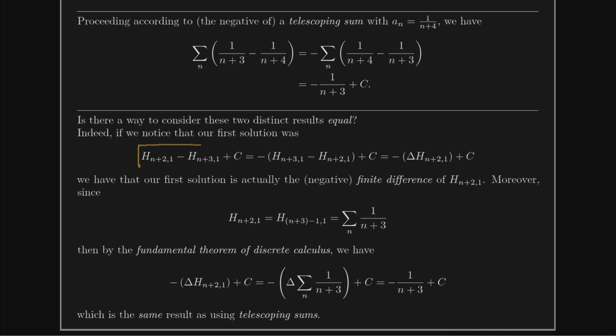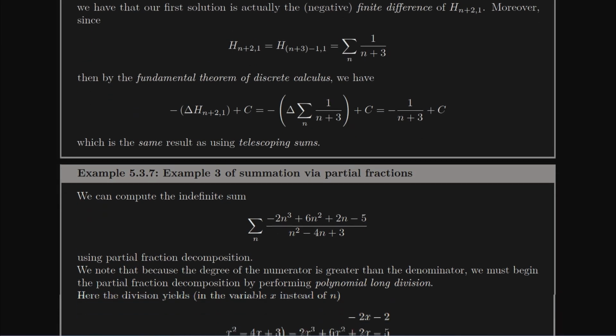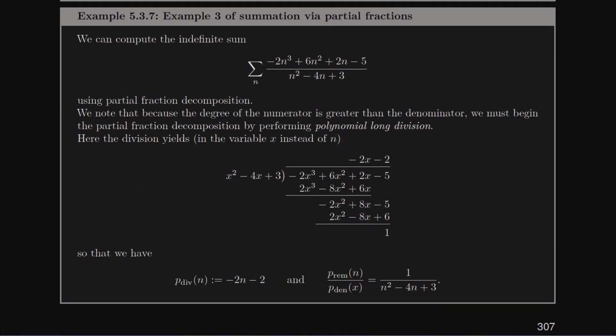And so we can rewrite the answer we got for the harmonic numbers as the negative of a finite difference of a harmonic number. And if we think about how harmonic numbers are defined as the sum of reciprocals, this harmonic number is just the sum of a specific sequence. What happens when you take the finite difference of a sum of something? That's exactly the fundamental theorem of discrete calculus. The finite difference and the sum cancel each other, and we're just going to get 1 over n plus 3, but because of that minus sign, we're going to get negative 1 over n plus 3. So it does perfectly agree as you'd expect because of the fundamental theorem of discrete calculus. Let's do one more example, and then we're going to finish.